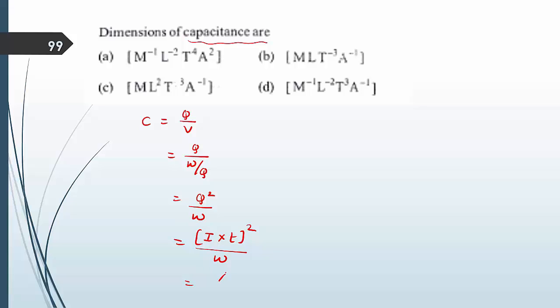So we can write A square T square divided by work, which is given by the dimension M L square T raised to minus 2. So therefore we can write its dimension as M raised to minus 1, L raised to minus 2, T raised to minus 2 plus 2 will be plus 4, A raised to 2. So this is the dimension for capacitance of a capacitor. So the right option is A.